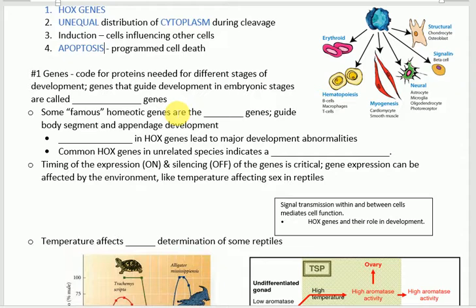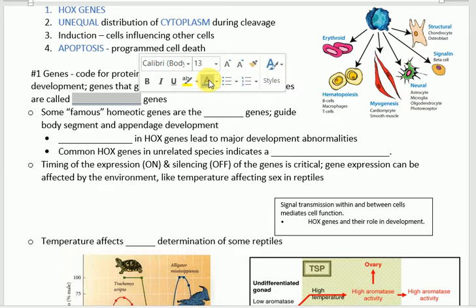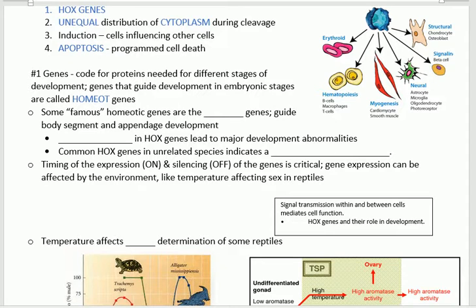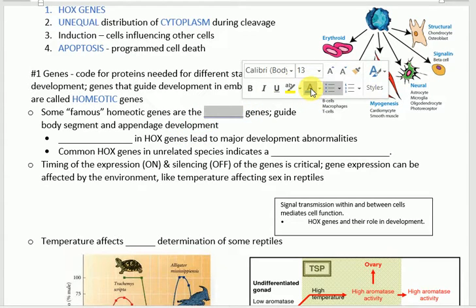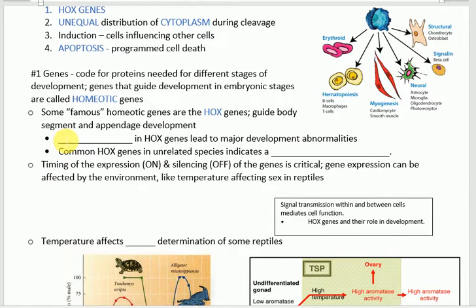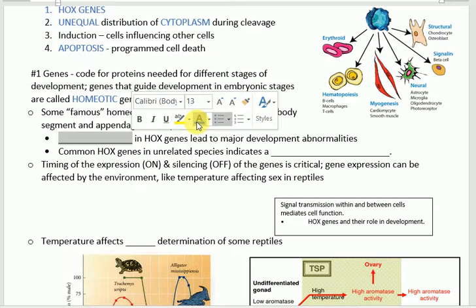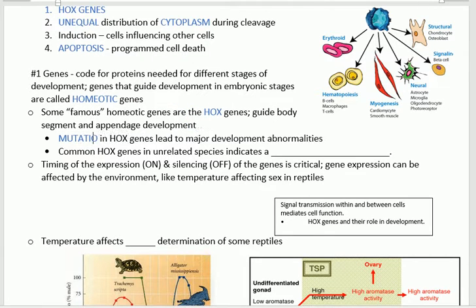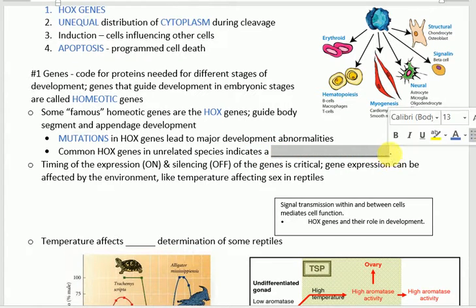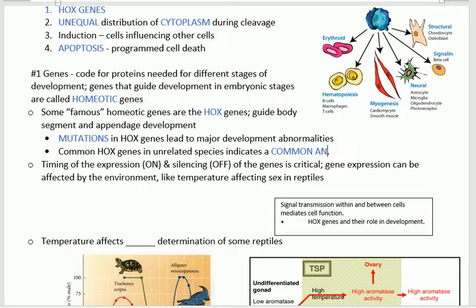So number 1, the genes. Specific genes code for proteins needed for different stages of development. Genes that guide development in the embryonic stages are called the homeotic genes. I got ahead of myself. Some famous homeotic genes are called the Hox genes because they guide the body segment and appendage development. Mutations in Hox genes can lead to major development abnormalities. And common Hox genes in unrelated species are going to once again indicate a common ancestor.